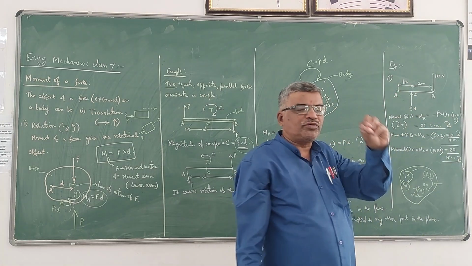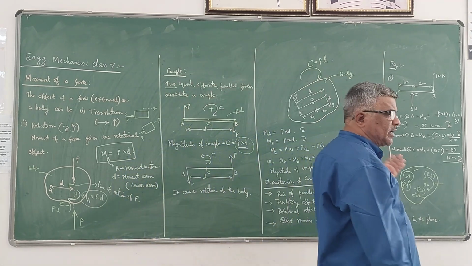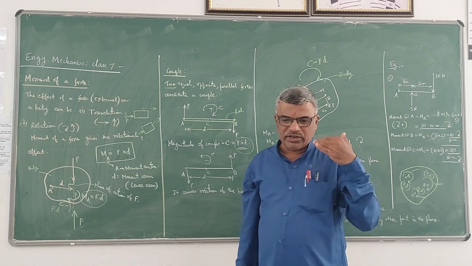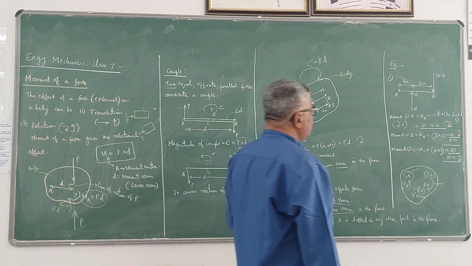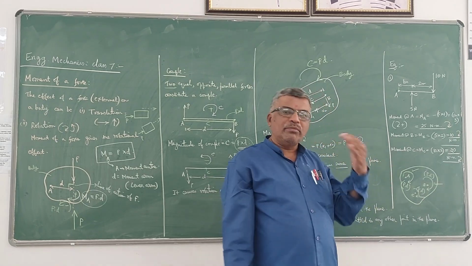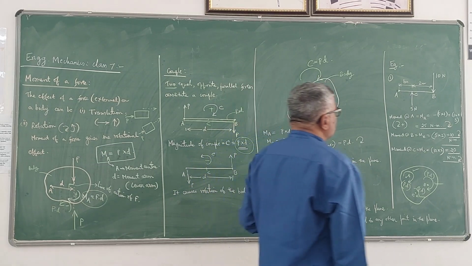Because it is force into distance, the unit is Newton meter. If force is in Newton and distance in meter, it is Newton meter. If force is in kilonewton and distance in meter, it is kilonewton meter, like that. If the distance is in millimeter and force is in Newton, then it will be Newton millimeter, like that. So this is the value.